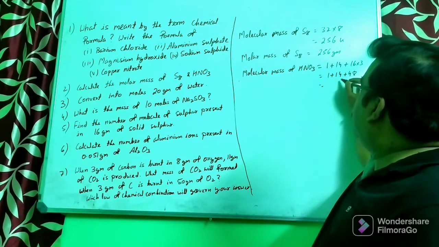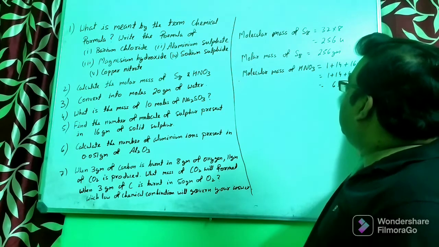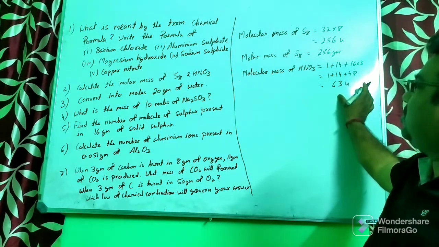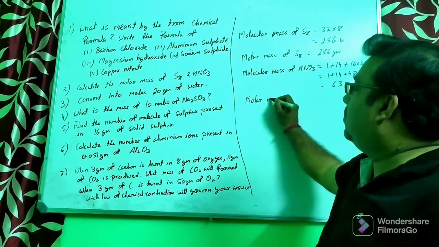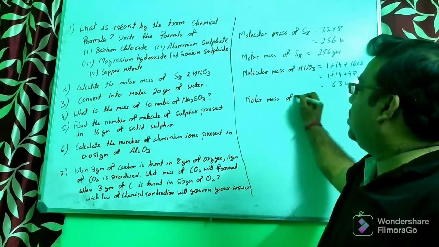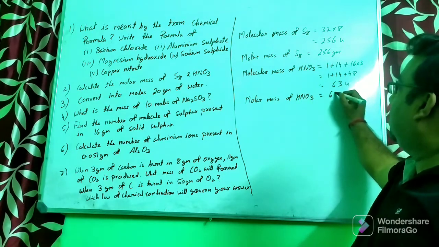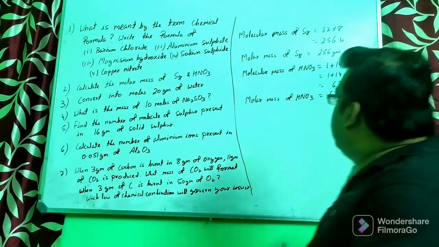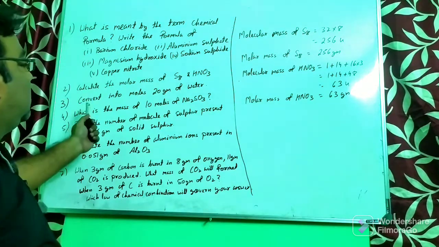So that will be 8 for 13, 1 carry, that is 4, 1, 5 and 63. So that is your 63 U, it is the molecular mass of HNO3. So now therefore the molar mass of HNO3 will be your 63 gram. Is it clear all of you? Any problem anyone? Now the next question.